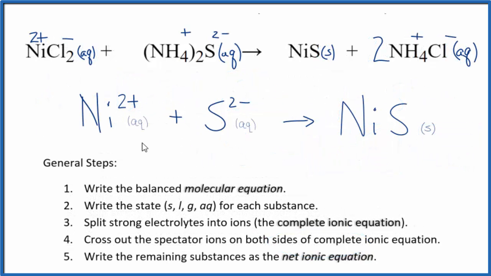You'll note that charge is conserved. We have a 2 plus and a 2 minus. That adds up to 0, net charge of 0. Over here, this is a neutral compound, net charge of 0. So charge is the same on both sides, and if you count the atoms up, they're the same as well.